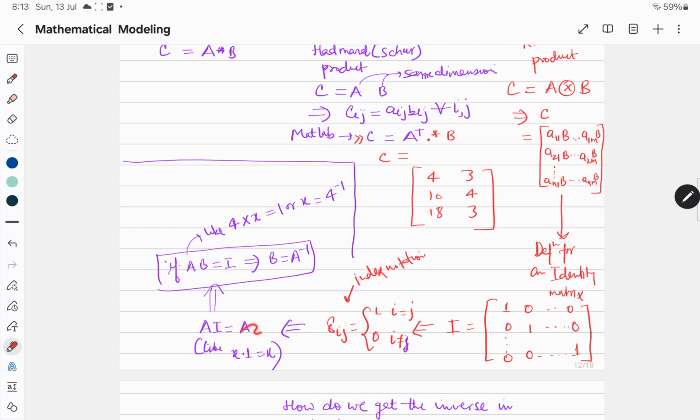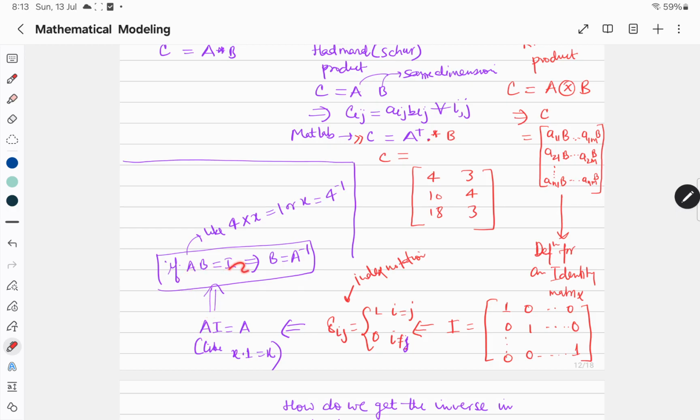Just like if you multiply 3 or 4 or any number by 1, you will get the same number. So you are multiplying by 1, so 1 is the multiplicative identity. Similarly, I is the multiplicative identity for a matrix A. This is the scalar counterpart I have explained, like x dot 1 is equal to x, and in place of 1 there is I.